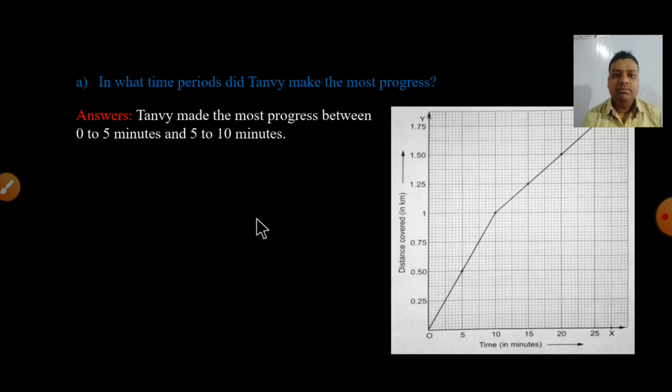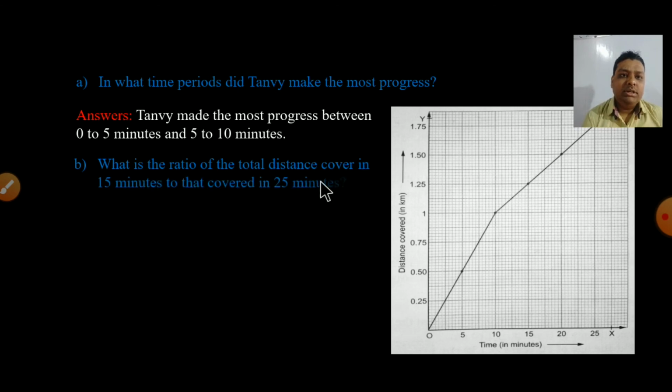Next: what is the ratio of the total distance covered in 15 minutes to that covered in 25 minutes? In 15 minutes she has covered 1.25 kilometers. In 25 minutes she has covered 1.75 kilometers. Let's find the ratio: 1.25 by 1.75, the decimal point cancels, 25 divides 5 times, 25 divides 7 times. So 5:7 is the ratio.